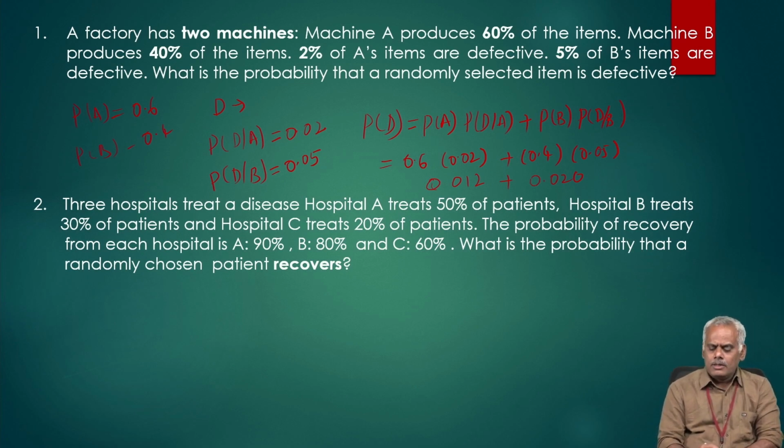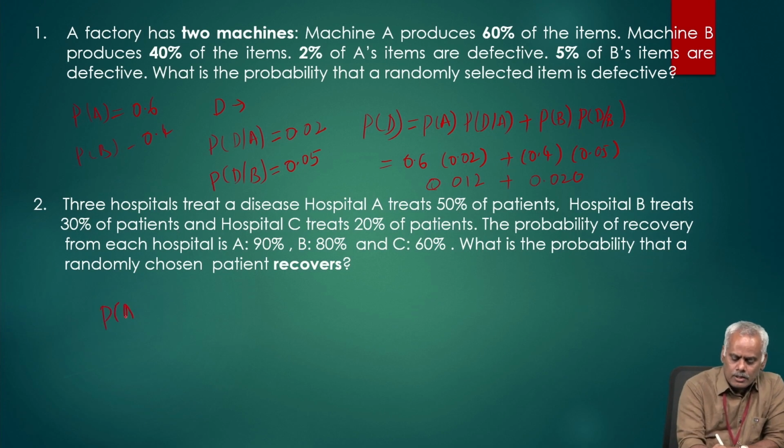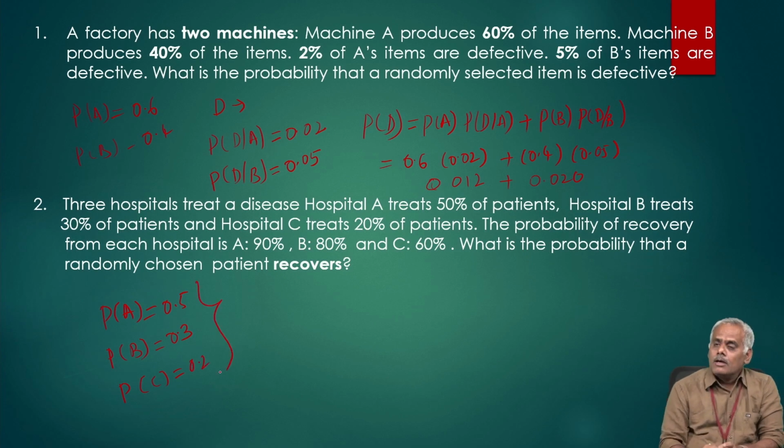3 hospitals treat a disease. Hospital A treats 50% of the patients. Hospital B treats 30% of patients and hospital C treats 20%. So probability of A is 0.5, probability of B is 0.3, probability of C is 0.2. If you add these three, then you will get 1. So this implies A, B, and C are partition sets of sample space.